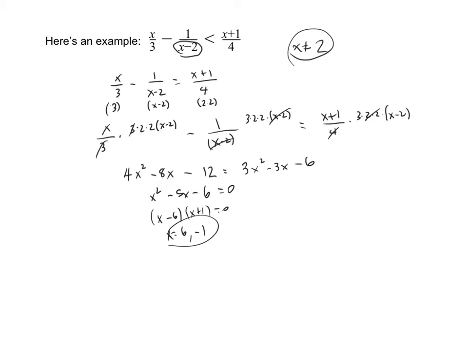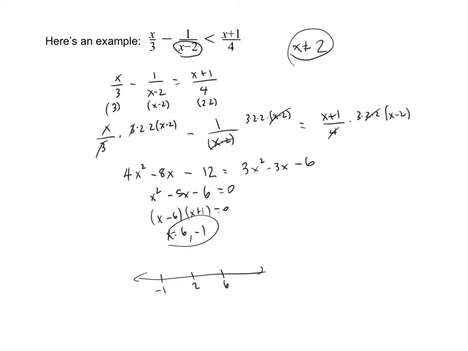So here comes the number line part. I'm going to draw a number line and put these numbers on that number line in the correct order. And that divides the number line up into 4 intervals. Each of those intervals will either work in the inequality or will not work in the inequality. So I'm going to pick a number out of each of those intervals and test it to see if it works.